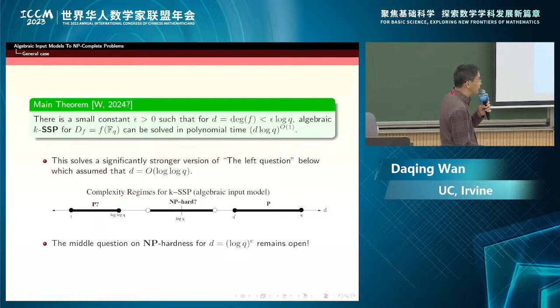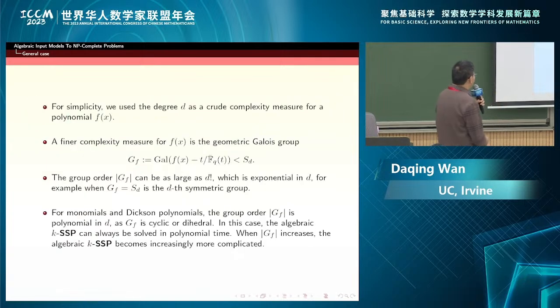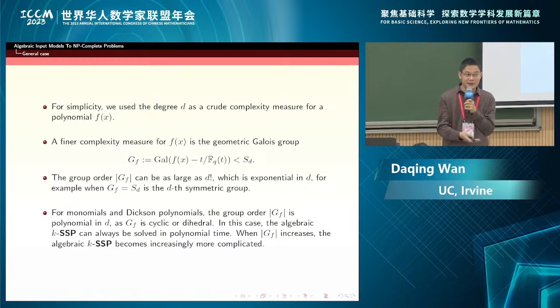I still have a few minutes left, so I want to give a conjecture which proposes a refined version of this result. For simplicity, previously we used the degree d as a complexity measure for a polynomial. Given a polynomial, how complicated is it? The naive measurement would be just the degree d. If this is big, it's more complicated. Low degree is easier, high degree is harder.